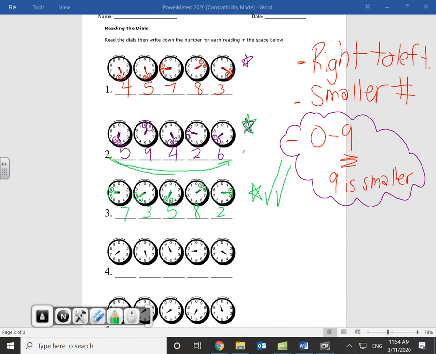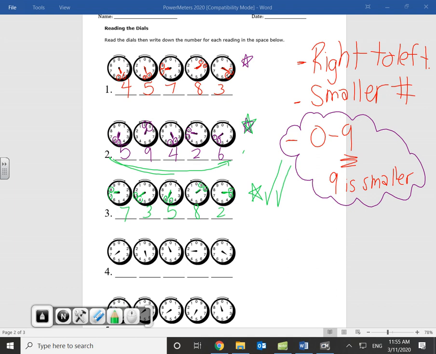We know that if the needle is between two numbers, we always pick the smaller number. And we know that there's one exception to that rule. If the needle is between 0 and 9, we're going to always pick 9. All right, that is a short, easy, quick lesson today. I hope you guys learned something about electrical meters.